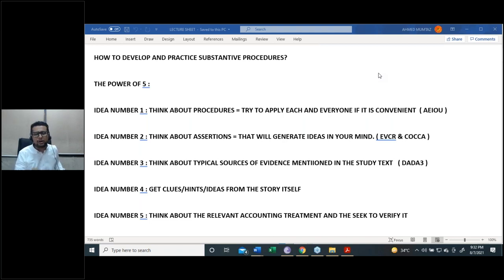Trust me on my statement. I have never ever learned substantive procedures. I have never tried to memorize them. Yes, with the passage of time, with practice, certain procedures will be memorized. But try to develop logic and imagination in your mind, and that will be of great help to you. Is this clear? Is this whole story clear to you?